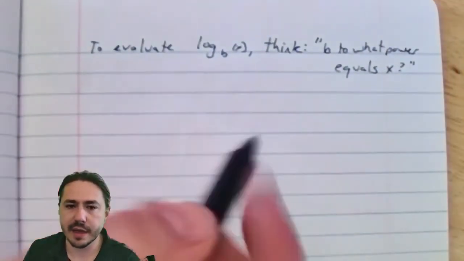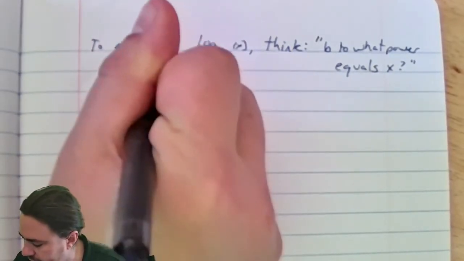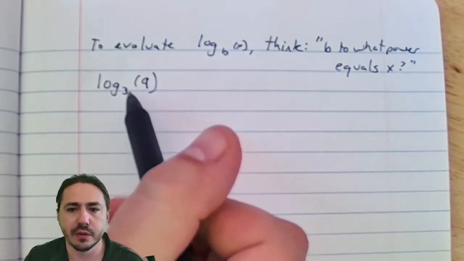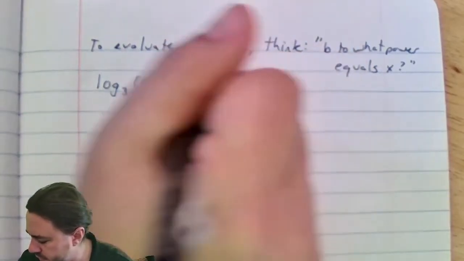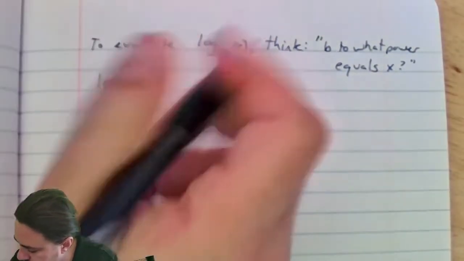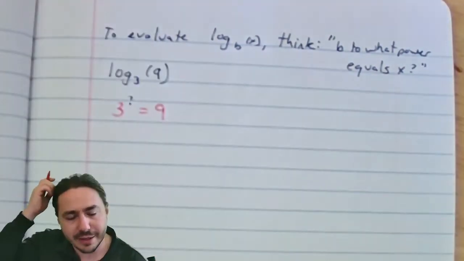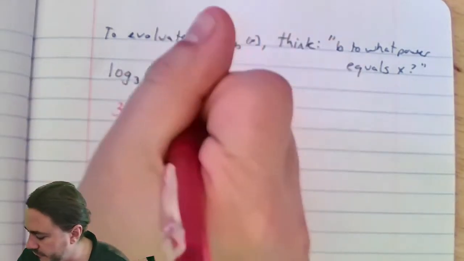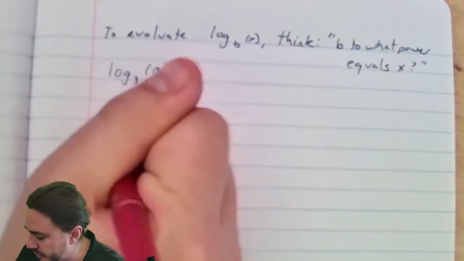Anytime I ask you, say, what is log base 3 of 9, the question you should really be asking yourself is, 3 to what power is 9? Now this can make it a little bit easier, right? 3 to what power is 9? Well, that's pretty obvious. 2, right? So log base 3 of 9 is 2.